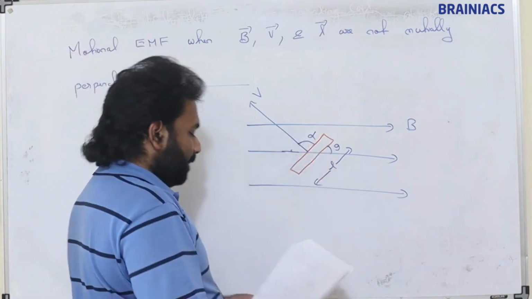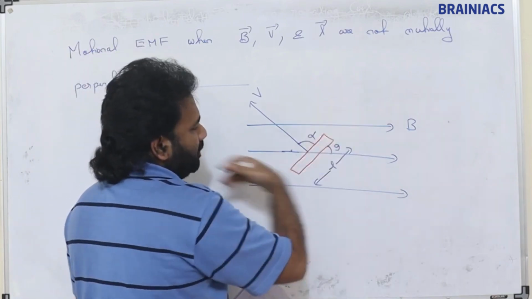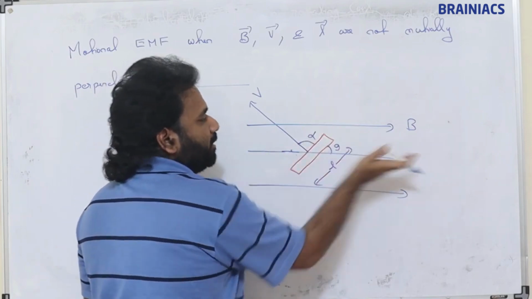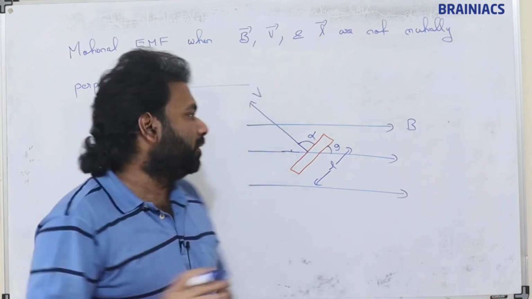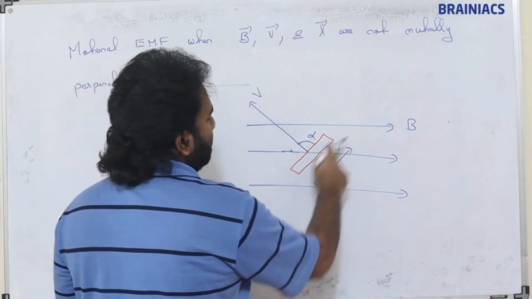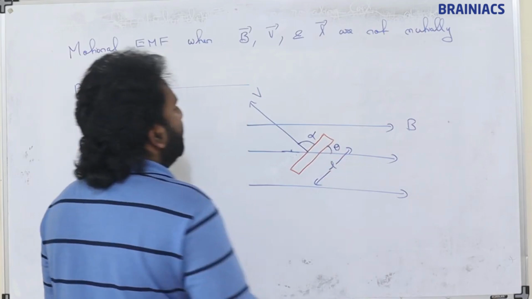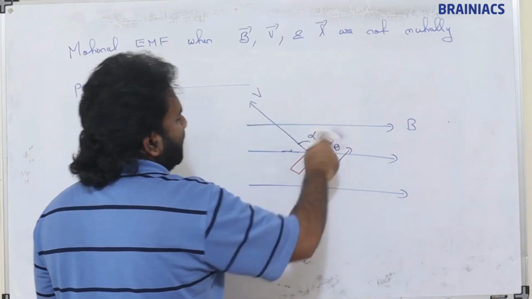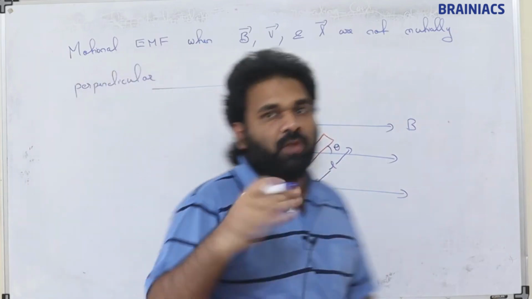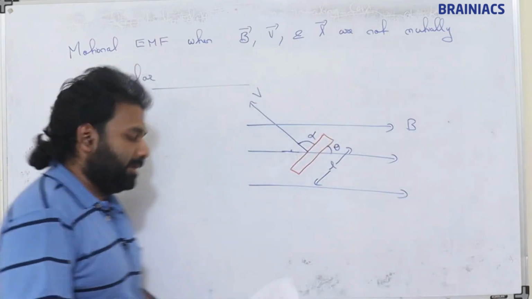Suppose we consider the direction of length, either this direction or this direction, no problem. This is the direction of magnetic field. So the length vector and magnetic field vector are at theta, and velocity and this length vector are at angle alpha. So everything is different, not 90 degrees.